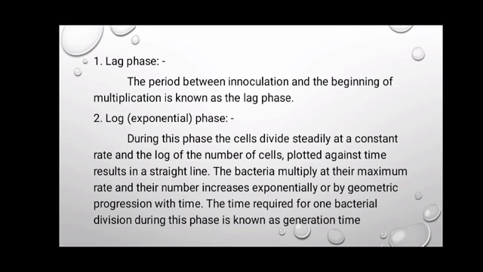The bacteria multiply at their maximum rate, and their number increases exponentially or by geometric progression with time. The time required for one bacterial division during this phase is known as generation time.